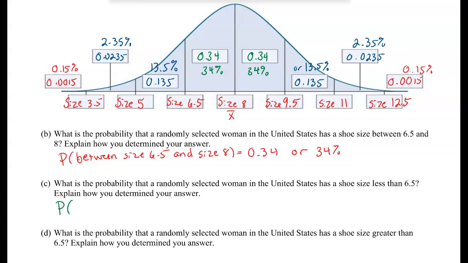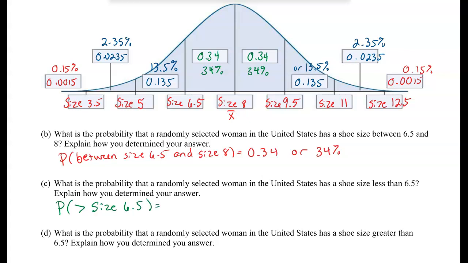What's the probability that a randomly selected woman in the United States has a shoe size less than 6.5? Explain how you determine your answer. Okay, now we're doing verbal explanations. We should be writing these down, but we're doing verbal today. First of all, let's write what we want: the probability that's less than size 6.5.